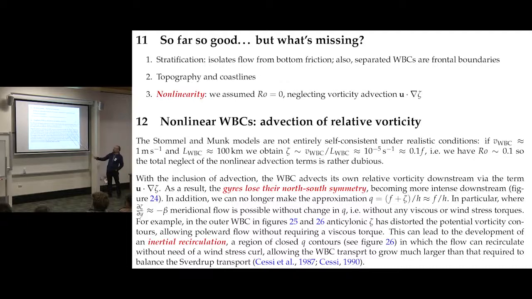And so if the Rossby number is not small, we can't make this approximation of ignoring relative vorticity compared to planetary. And also, if the Rossby number is not small, it's actually possible to get meridional flow, north-south flow, without changing potential vorticity, because a north-south gradient in the relative vorticity can compensate for beta. All right. So I'll just show you some examples of what happens.